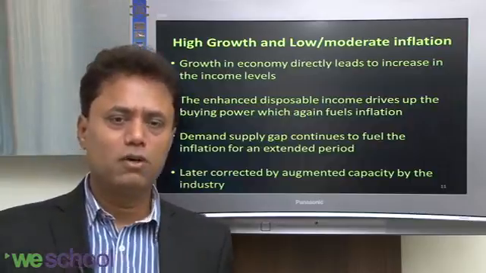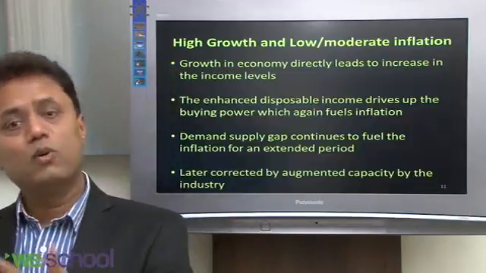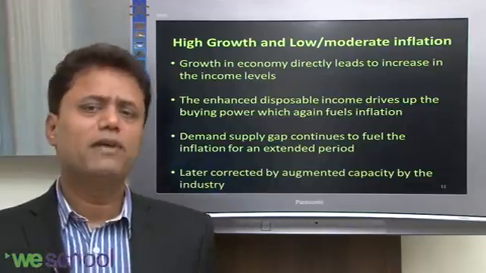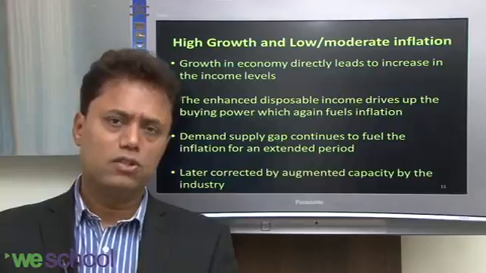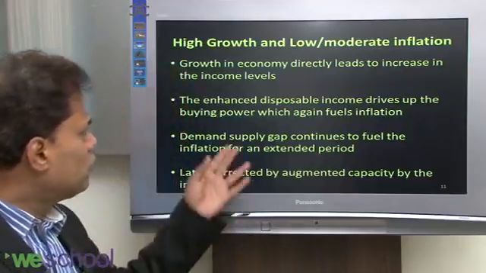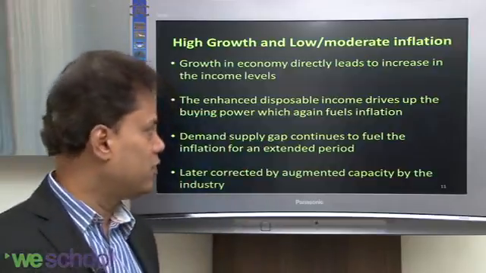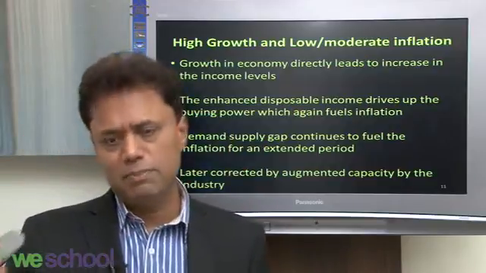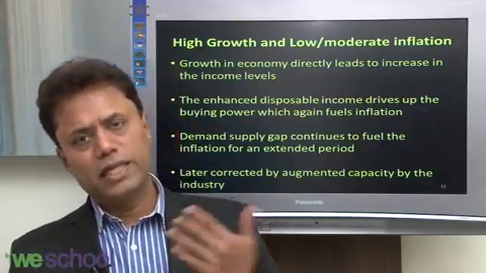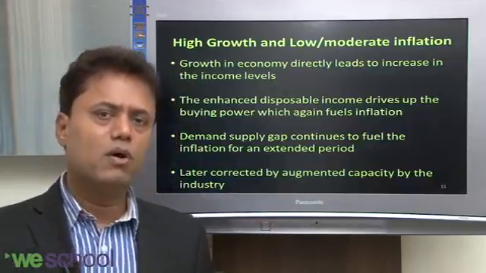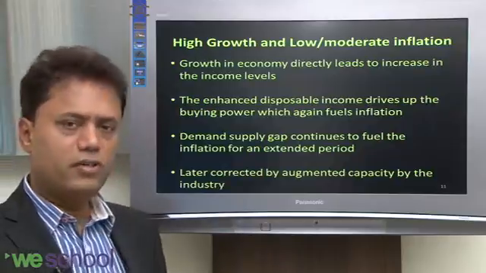Instead of 1 car, you'll buy 2 cars. Or instead of 1 bike, you'll get 2 bikes. Instead of 1 TV, you'll get 2 TVs. Instead of 1 house, you'll buy 2 houses. So when you have that capability to buy more, obviously the demand grows and the growth also happens there. So disposable income drives up buying power, which again fuels inflation, right? The demand goes up, and then supply takes a lag. So that will push inflation up year on year. The demand-supply gap continues to fuel inflation for an extended period.